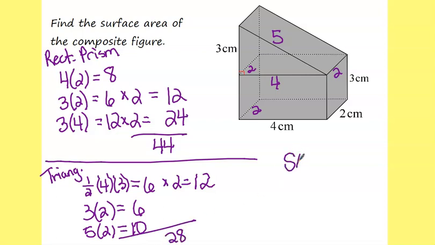So then my total surface area from the bottom, the 44, and the top portion of this, the 28, is going to be 72. So the surface area here is 72 square centimeters.